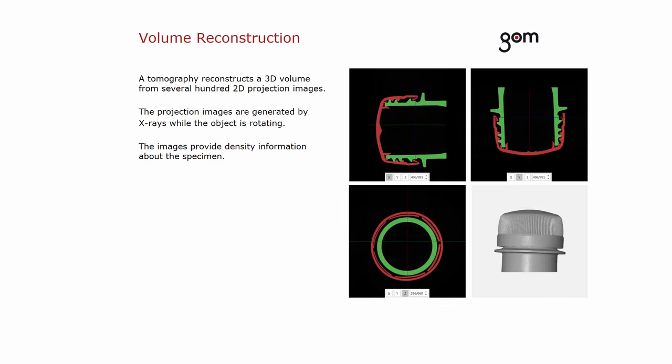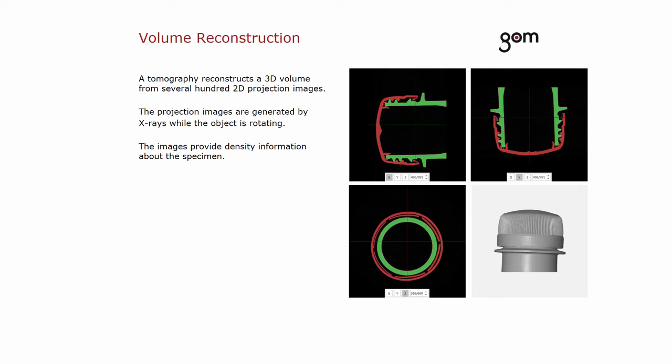How can a mesh be created out of volume data? The 3D volume reconstruction is based on several hundred 2D projection images. The projection images are generated by X-rays while the object is rotating. X-rays penetrate solid objects to create individual cross-sections. The resulting images provide density information about the specimen.